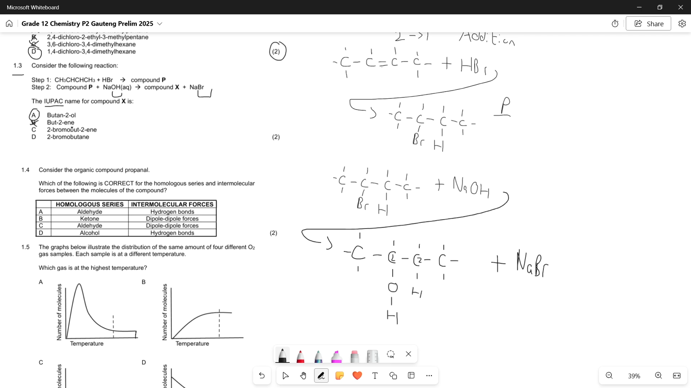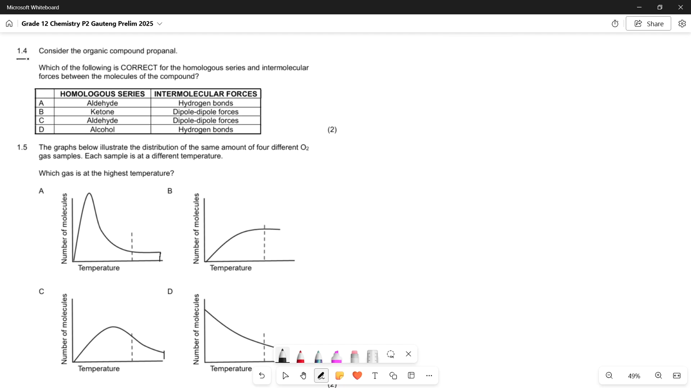Butene, this isn't a double bond. This also doesn't have a bromine attached to it like C, or a bromine attached to it like D. As we substituted the Br with the OH over there, which means that A is our final answer for 2 marks. And then 1.4 over here says consider the organic compound propanal.